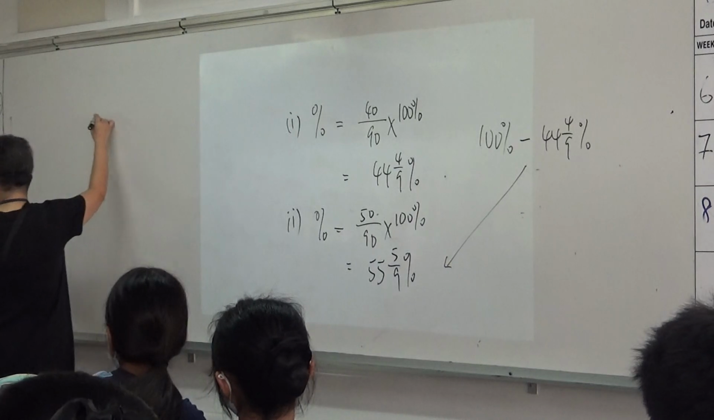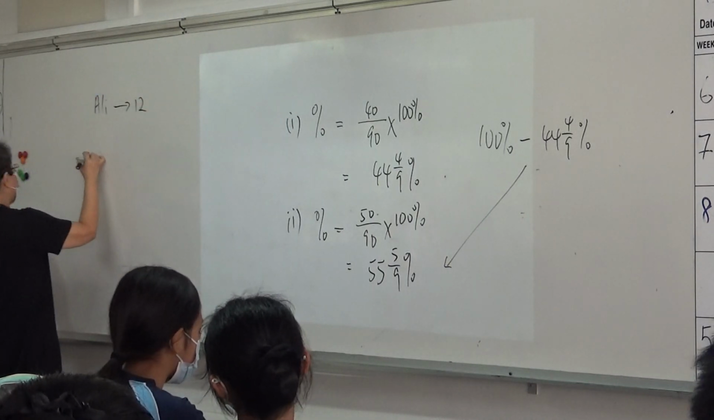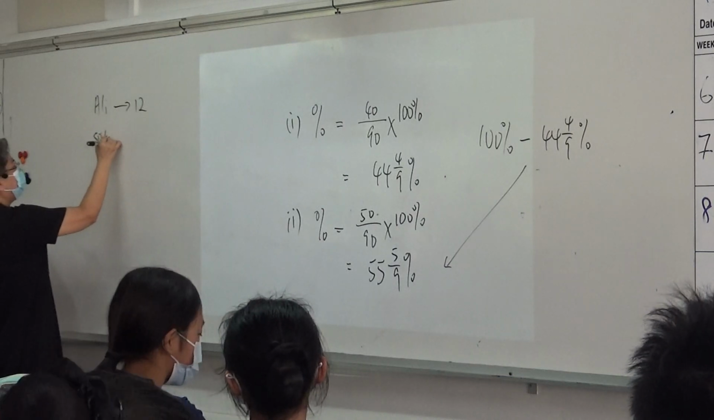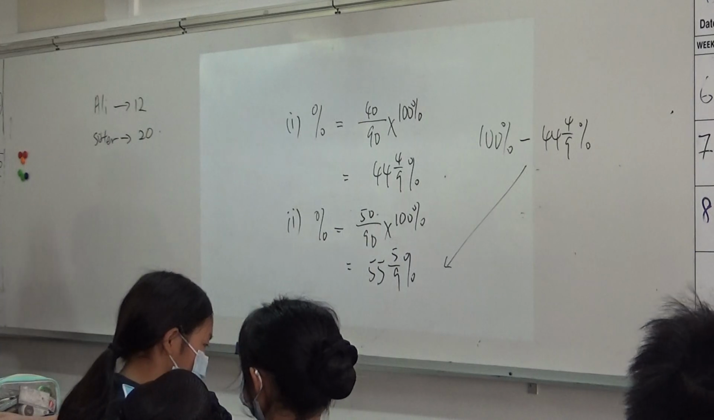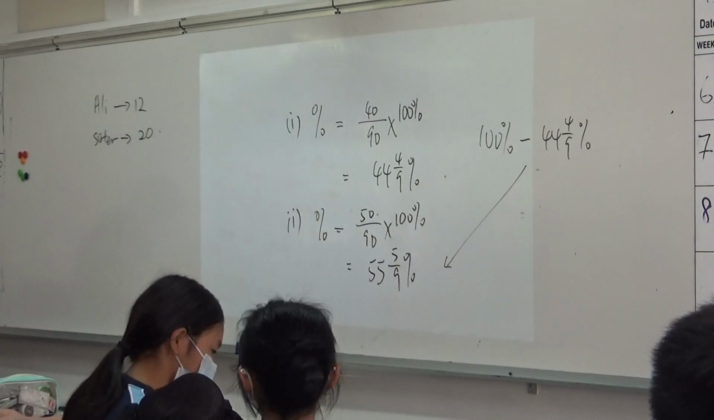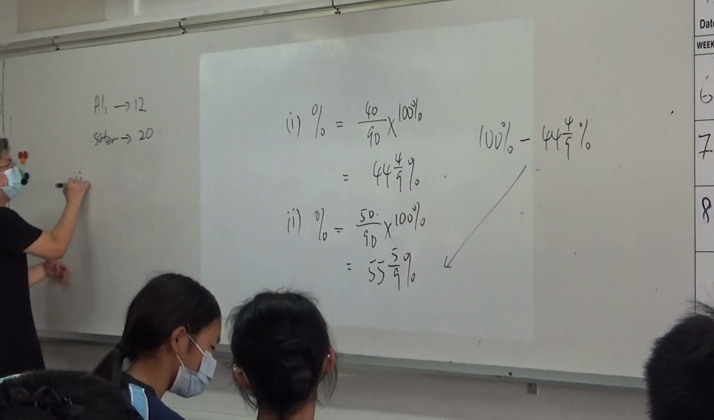Now let's take a look at example 6. Ali is 12 years old. What about her sister? Sister is 20 years old. Express Ali's age as a percentage of his sister's age.